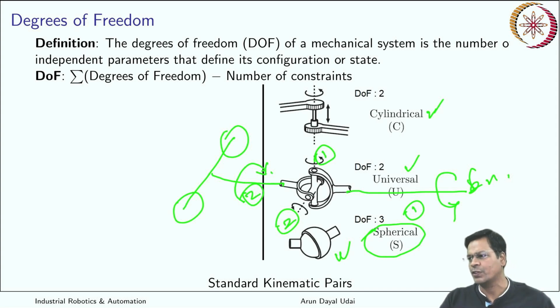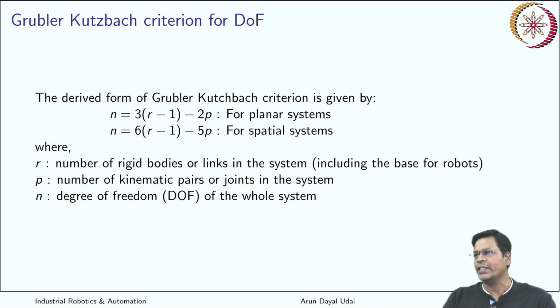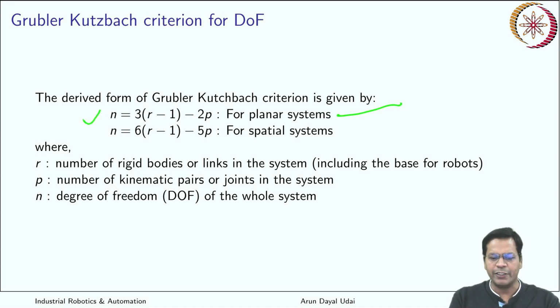There are 2 ways as I told. So that is all. Moving ahead, how to calculate it, the Grubler-Kutzbach criterion for degrees of freedom is very popular. I won't go very much deeper into how it is derived for now. You can take it for granted, at least for planar system, it is given by n is equal to 3 times of r minus 1 minus 2p. As it is written here.